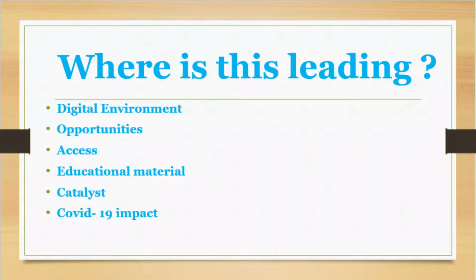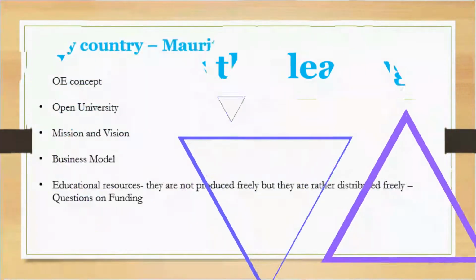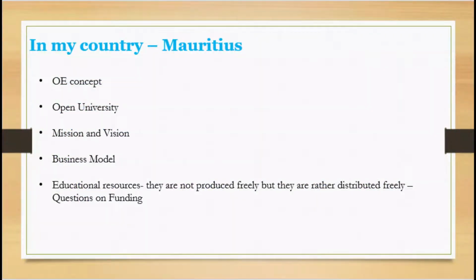them to create knowledge. In my country, that is Mauritius, we are quite far from the OE concept. In the 2000 to 2005 period, the government came up with the idea of an open learning institute that would have the mandate of promoting open education in the country. The idea later evolved into that of an open university in 2005, but it never came into operation that way.